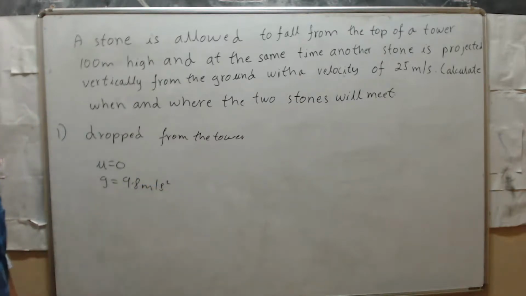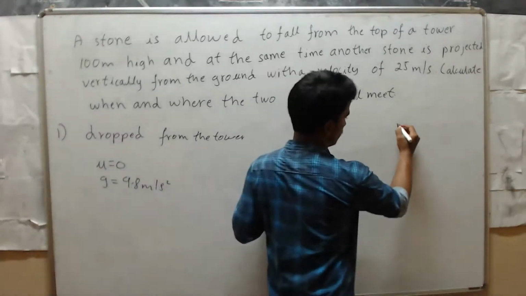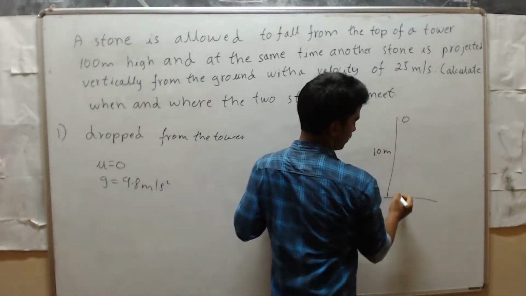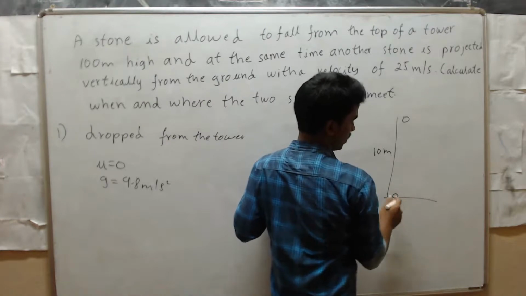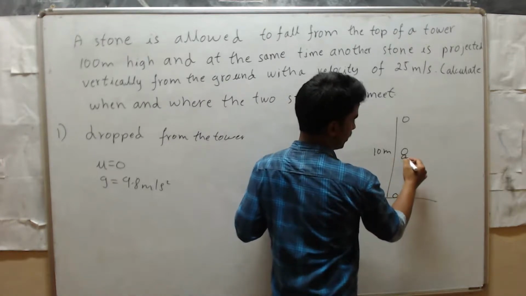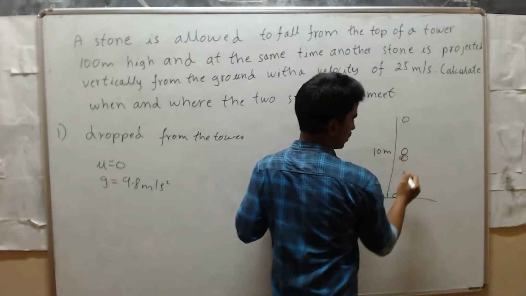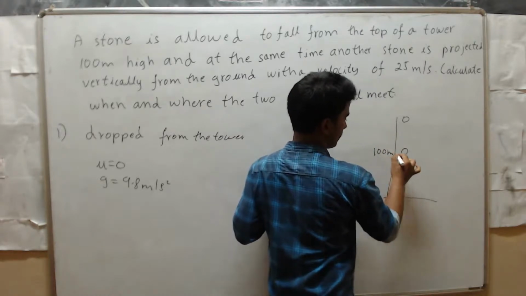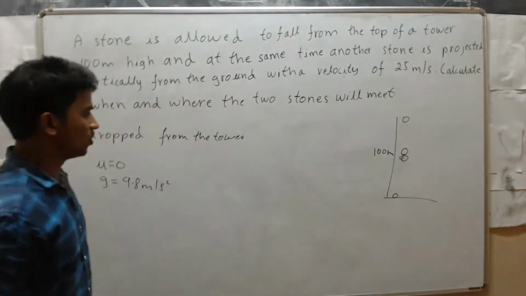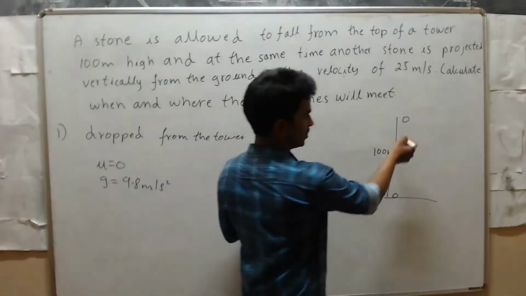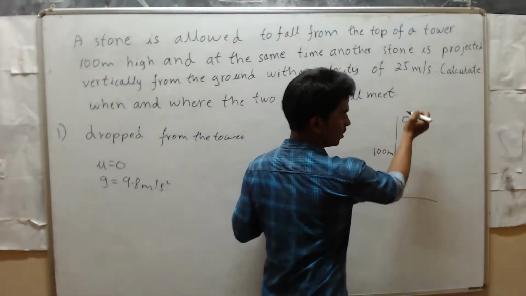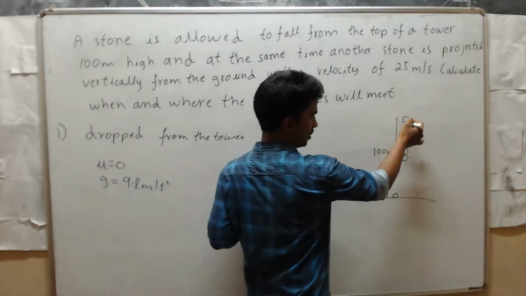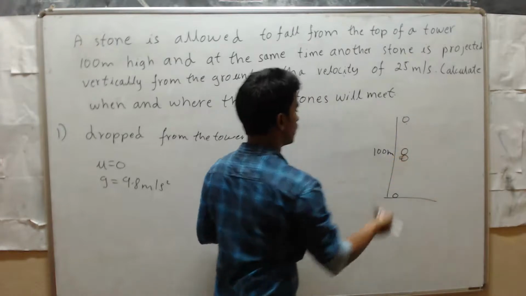Okay, so now see, dropping from here, the distance is 100 meter. Now one is projected. Just imagine both the objects will meet somewhere here. From here to here is 100 meter. First we can calculate the distance covered by this object, the distance when you drop that object from the tower.